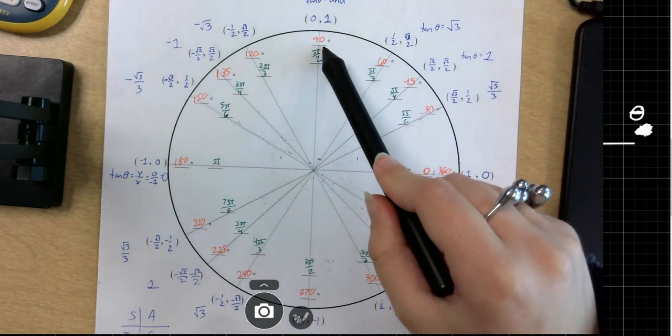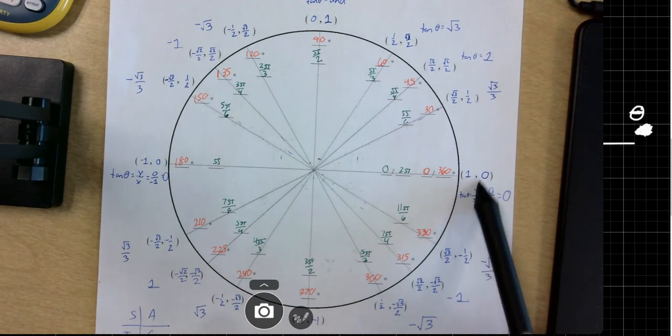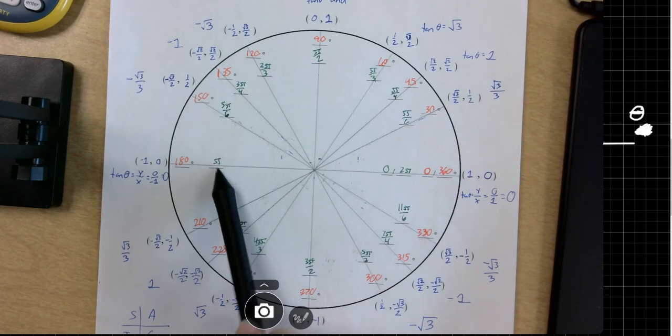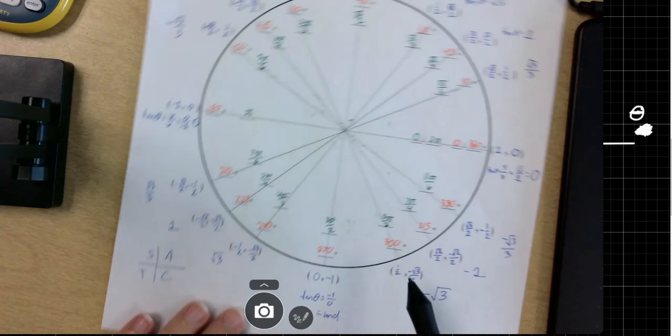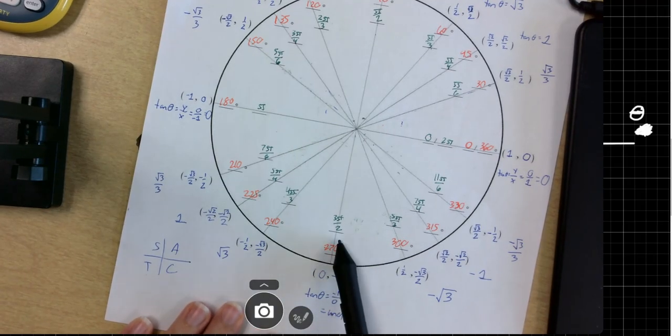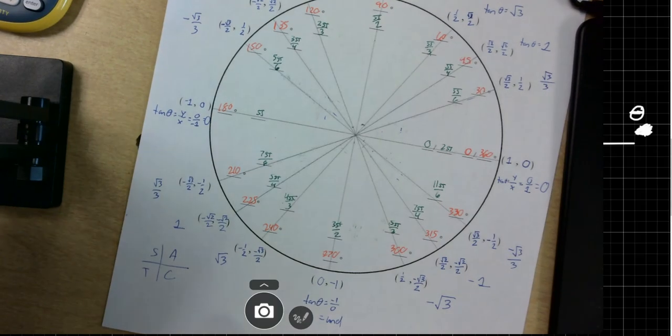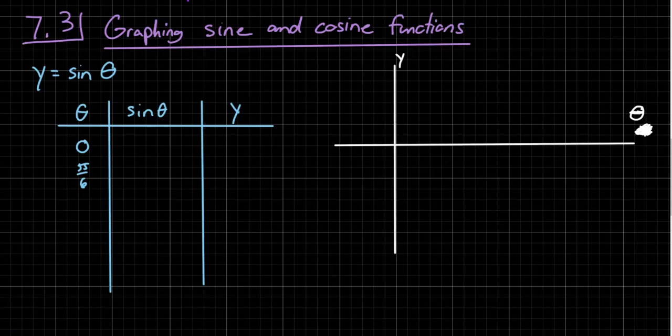Okay, up here, yes, 0, 1. 0 or 2 pi, 1, 0 is a nice one. Just pi is also good. Negative 1, 0. And also down here, 3 pi divided by 2. Those are nice clean points, okay? We're going to use some of those nice clean points. But we'll stick with also pi over 6. Let's do all the first quadrant too.